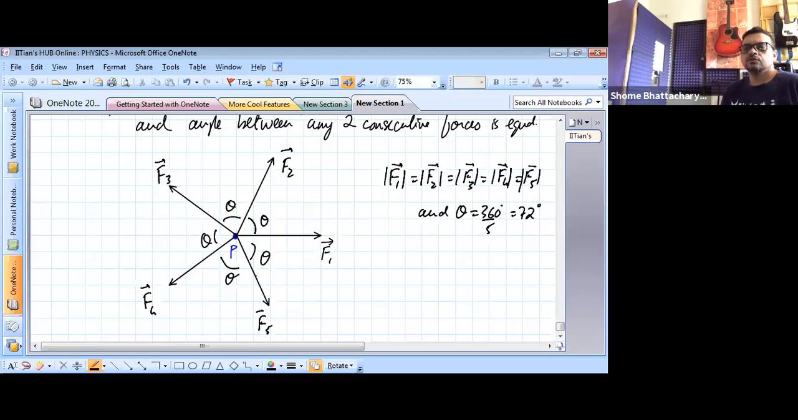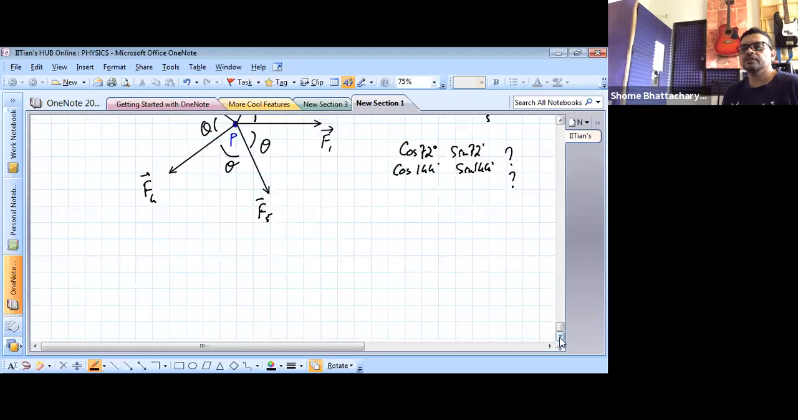Okay. Now it's very difficult to do this by component algebra because we don't know how to calculate cos 72, sin 72, cos 144, sin 144. So we'll have to use a calculator and all that. So better than that is to use geometry. So let's understand this geometrically.